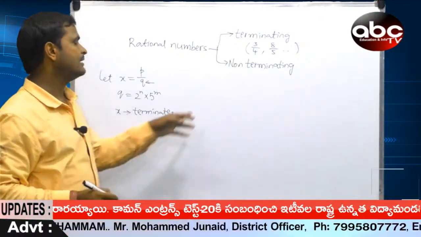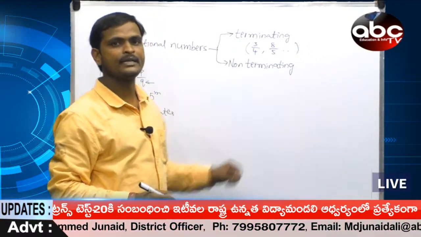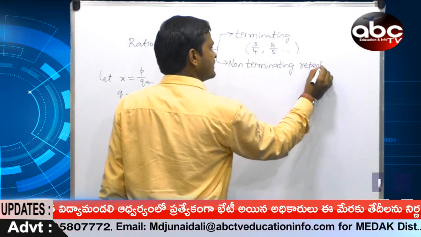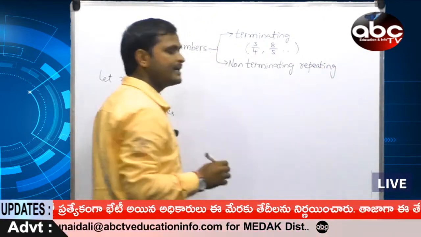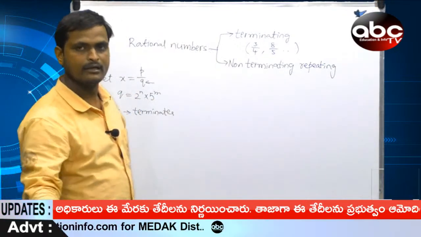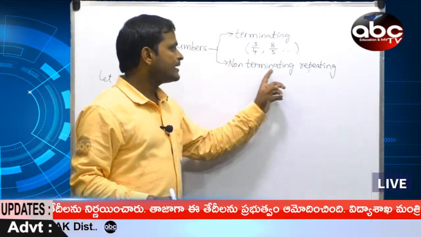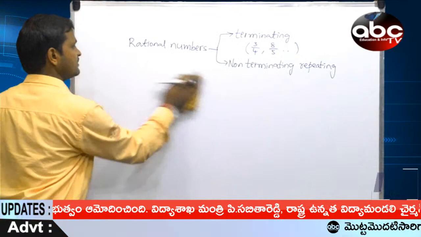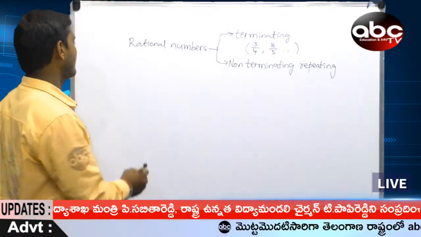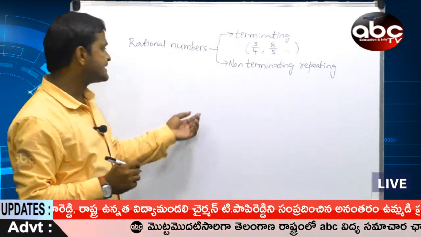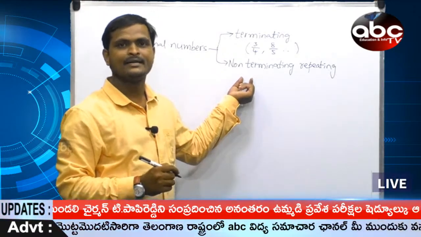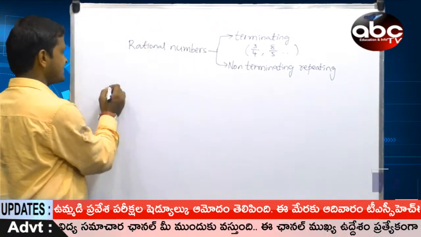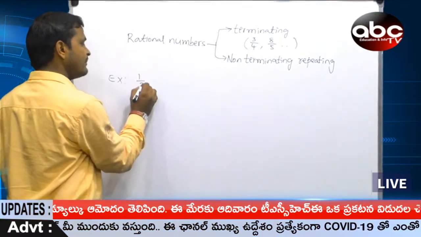Okay. Similarly, non-terminating repeating or recurring decimal. Now we are discussing non-terminating repeating decimals. See students, let us consider a rational number that is a non-terminating recurring number. For example, 1 by 3.